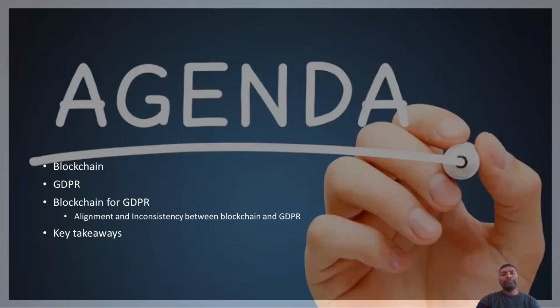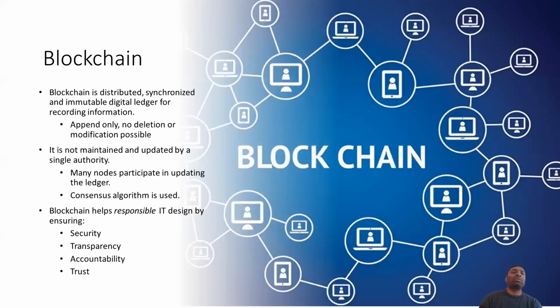So first, blockchain. What is it? Blockchain, as you know, is a distributed, synchronized, and immutable digital ledger for recording information. The information can only be appended, and no deletion or modification is possible. It is not maintained by a single authority, but a consensus algorithm is used to maintain it and to update the database, or the ledger.